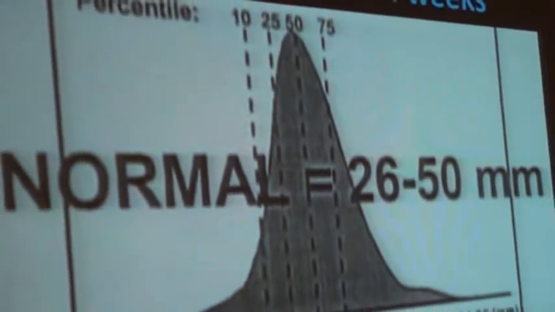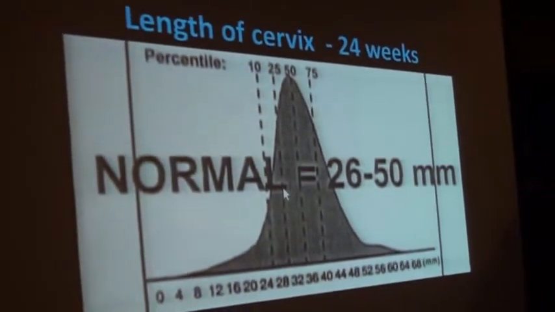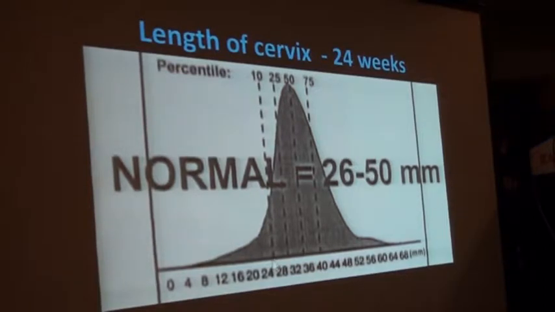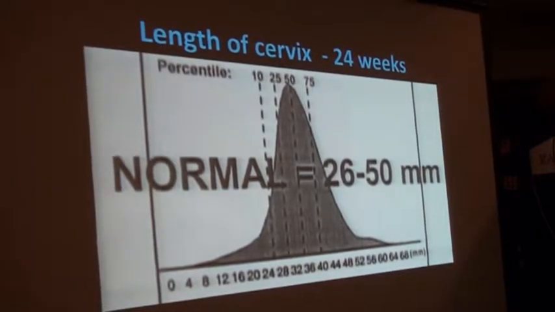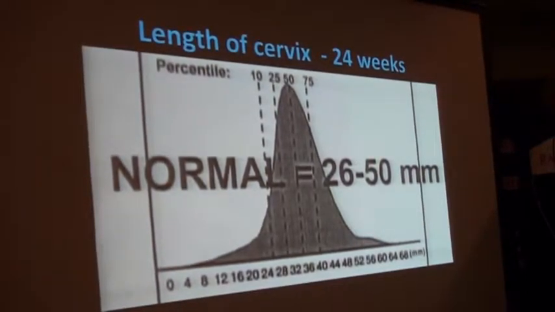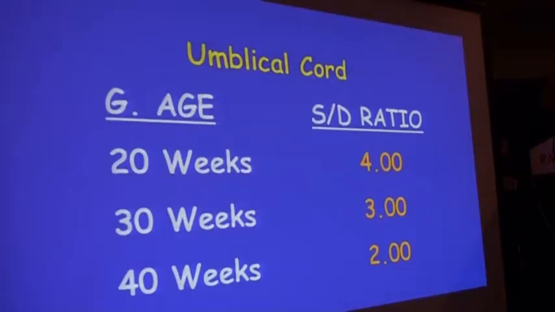And that's the cervix. The bottom line is the 10th percentile, which is 2.6 centimeters. We all know that the cervix is a dynamic structure. In the beginning, it's small, it grows, and then we have to evaluate the length.